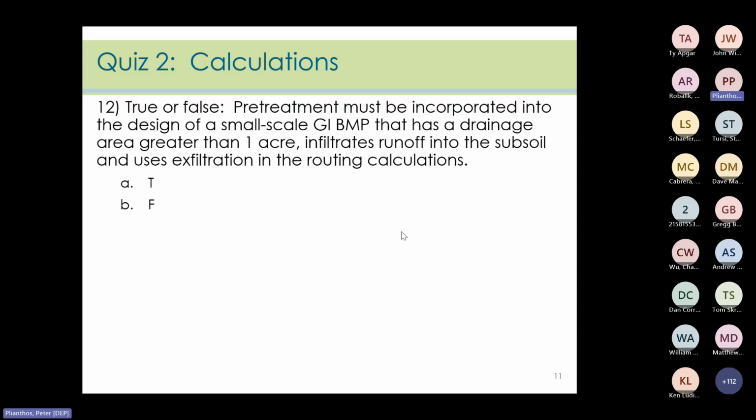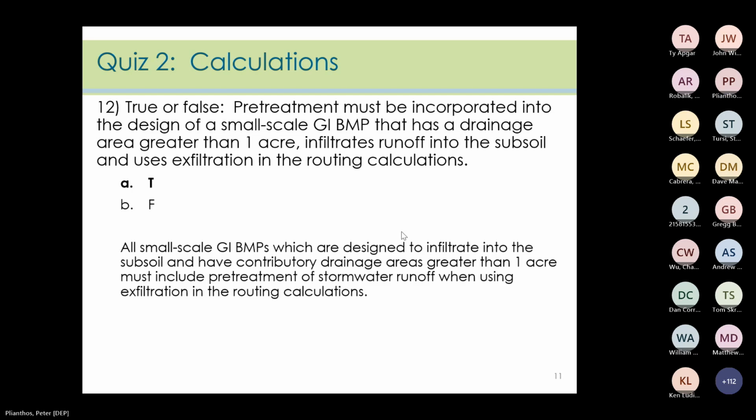Question 12, true or false? Pretreatment must be incorporated into the design of a small-scale GIBMP that has a drainage area greater than 1 acre, infiltrates runoff into the subsoil, and uses exfiltration in the routing calculations. This statement is true. All small-scale GIBMPs which are designed to infiltrate into the subsoil and have contributory drainage areas greater than 1 acre must include pretreatment of stormwater runoff when using exfiltration in the routing calculations.